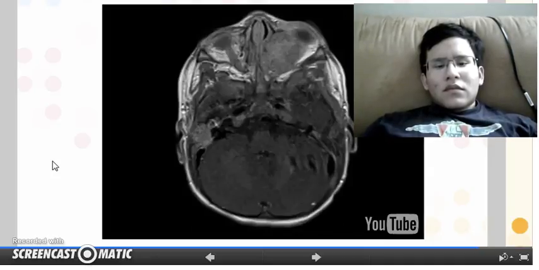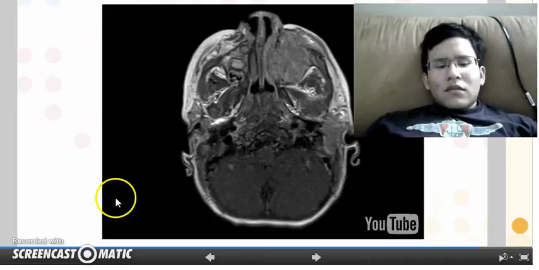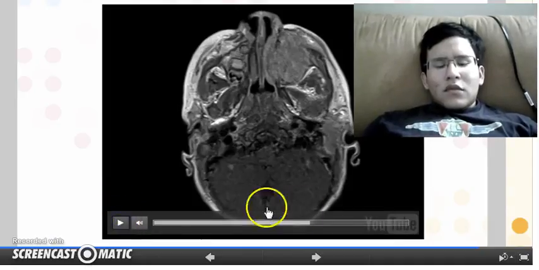LCH is classically subdivided into three forms, namely the unifocal form of eosinophilic granuloma, the multifocal unisystem form of Hand-Schüller-Christian disease, as well as the multifocal multisystem form known as Letterer-Siwe disease, which has the worst prognosis. That's enough.